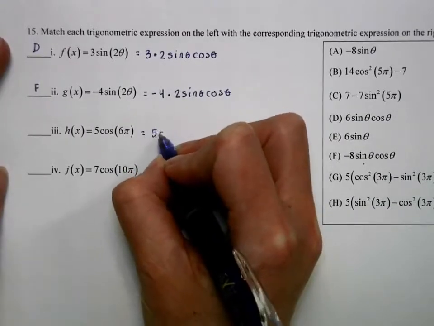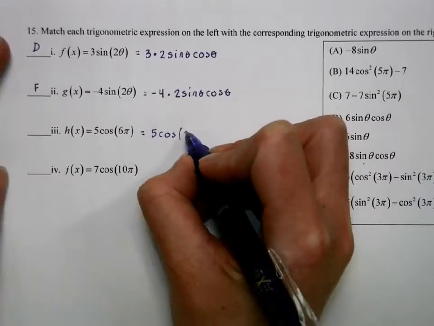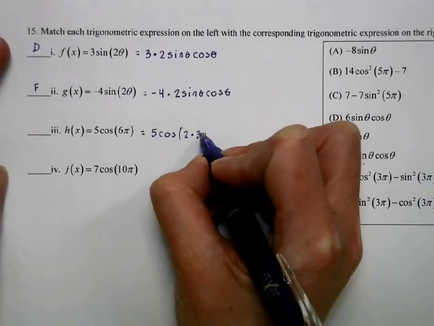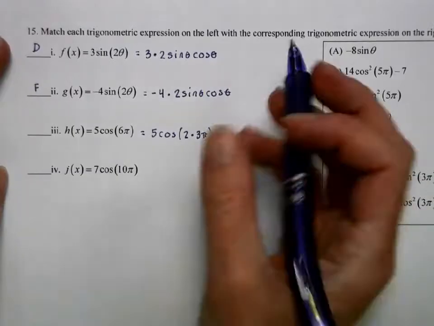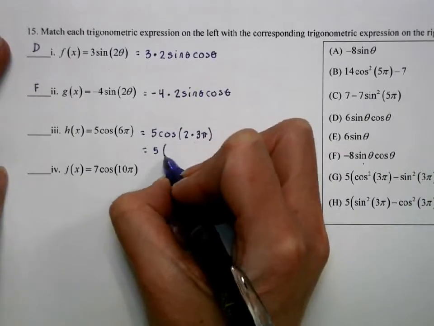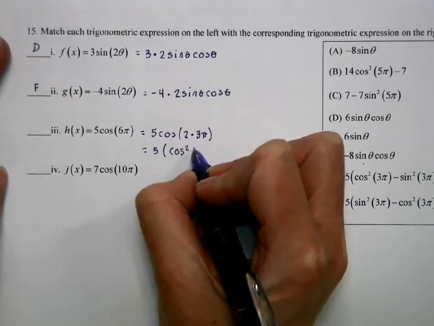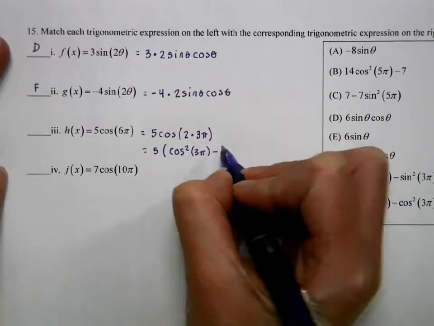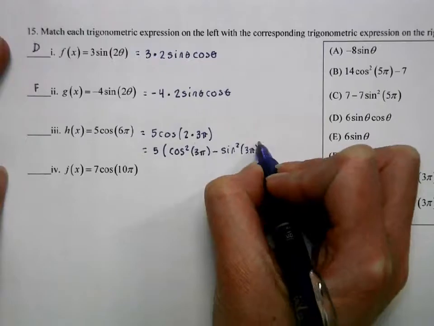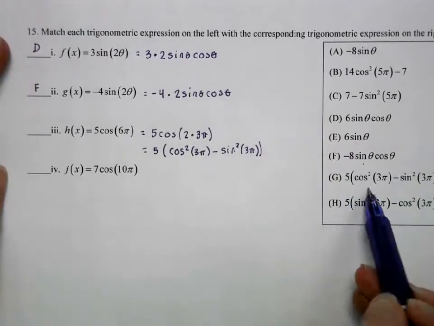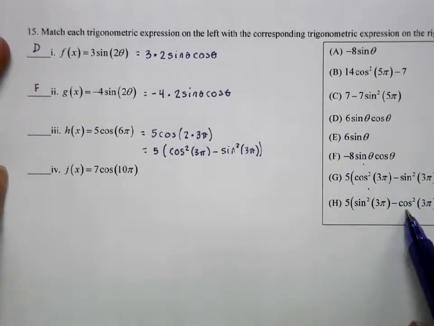So my theta is going to be 3 pi. If I expand this out, we're going to have 5 times cosine squared 3 pi minus sine squared 3 pi, which is one of our options. Notice this one has these 2 values switched, which is not correct. So G is my answer for that one.